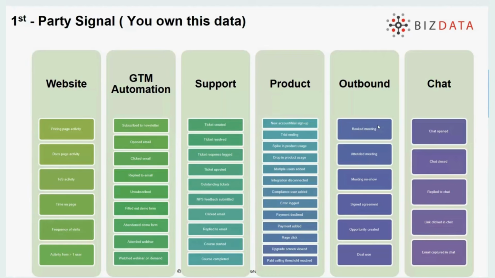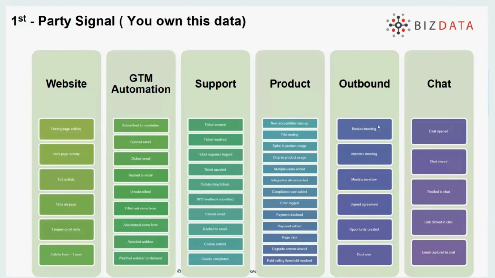So like this, we have a lot of signals. We have signals related to GTM automations. We have signals related to where your support team ticket got created, ticket got resolved, someone clicked the email, someone replied to the email, and your product levels. So from every one of these signals you can generate a lead.